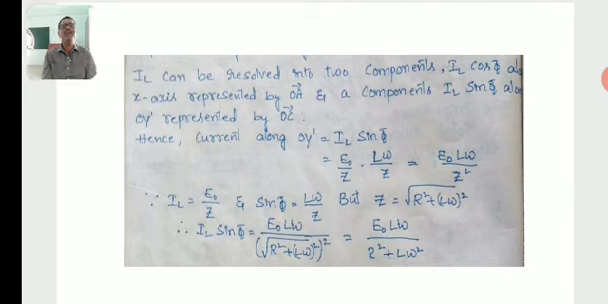Hence the current along OY dash is equal to IL sin phi, which is E naught by Z into L omega by Z, equal to E naught L omega by Z square. Because IL is equal to E naught by Z and sin phi is equal to L omega by Z, but Z is equal to root of R square plus L omega square. Therefore, IL sin phi is equal to E naught L omega by root of R square plus L omega square whole square, which is equal to E naught L omega by R square plus L omega square.